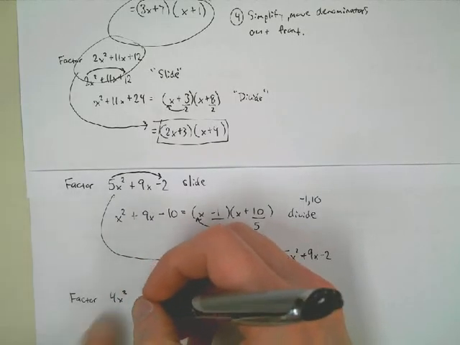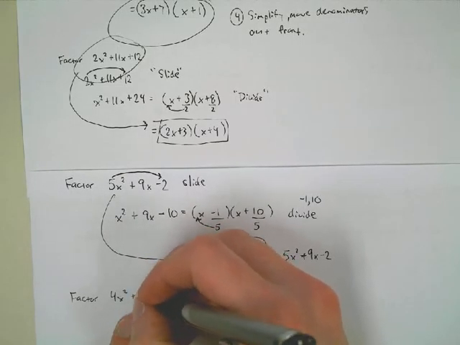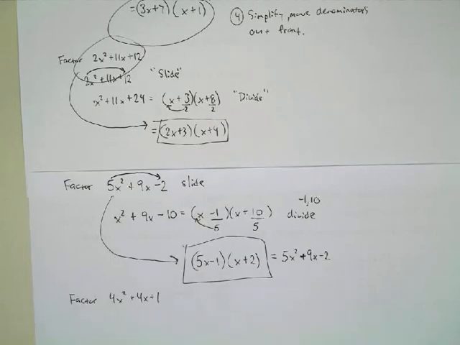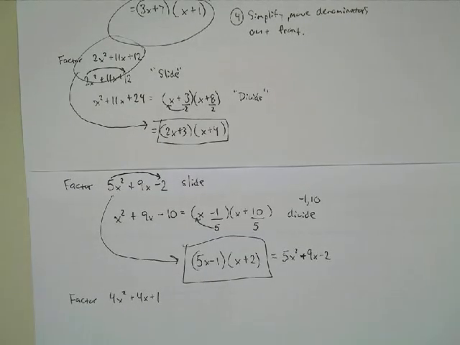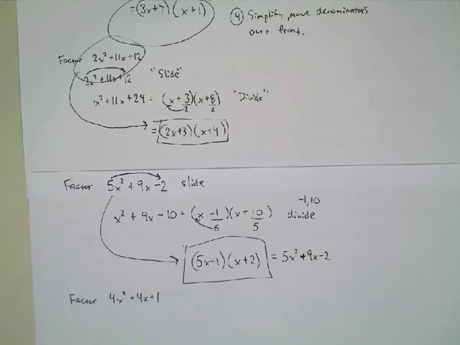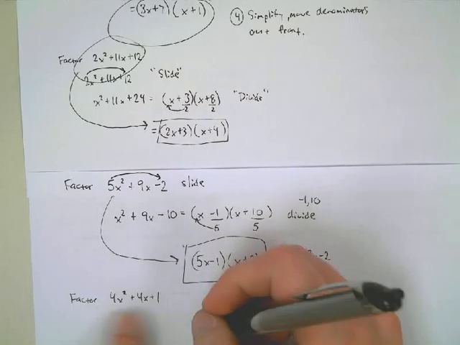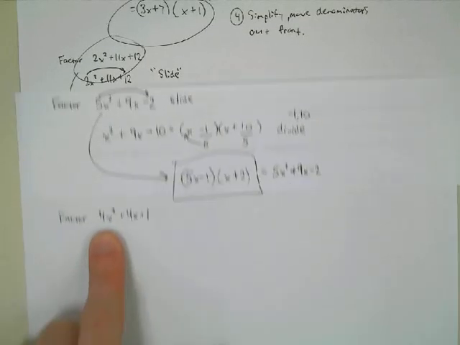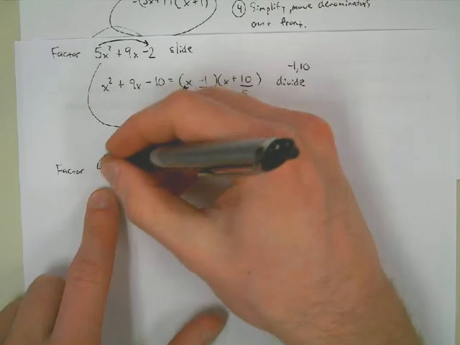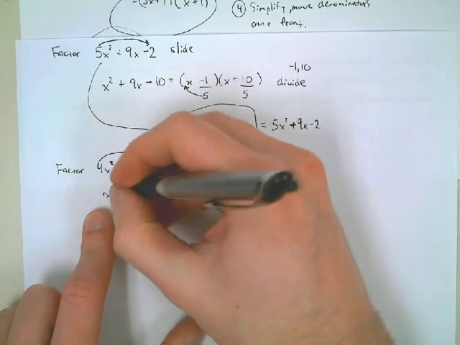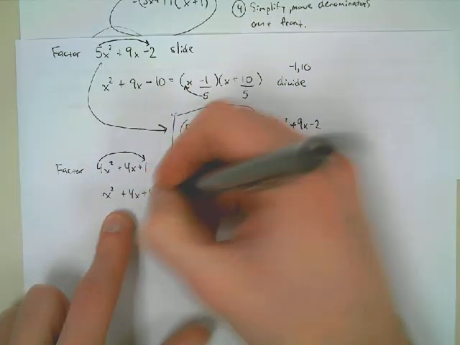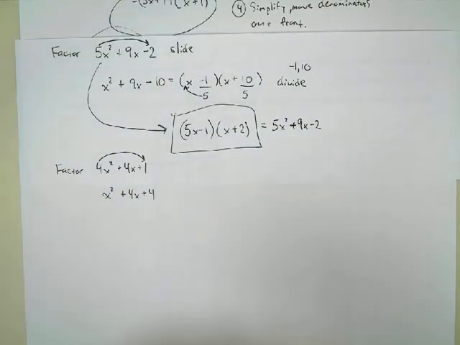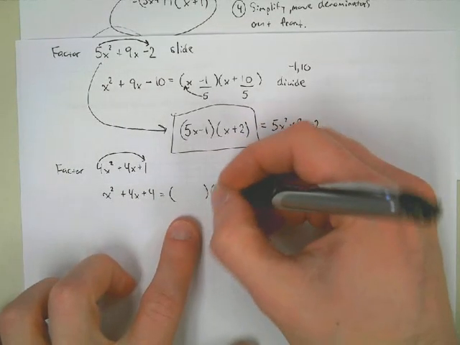Okay, so 4x squared plus 4x plus 1. Again, we have a lead coefficient that's not 1, so we're going to slide that 4 back to the 1. It becomes x squared plus 4x plus 4. Derek, what are two numbers that multiply to make positive 4, but add to make positive 4? 2 and 2 is right.